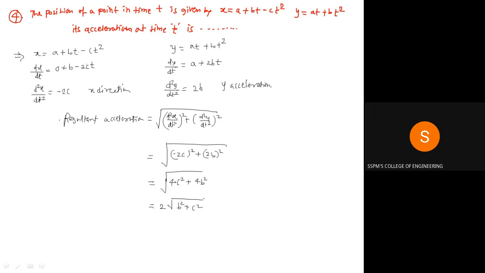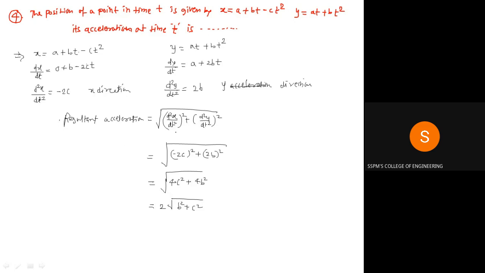So initially you have to find their acceleration in x and y direction. Right? Which one is this? Acceleration in y direction. Acceleration in y direction. This acceleration is in whose direction? x direction. You have to find the resultant acceleration. So what will you do? So it is nothing but the positive root of the sum of squares of its components.